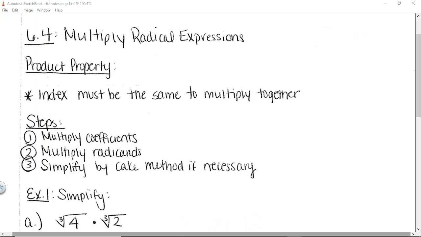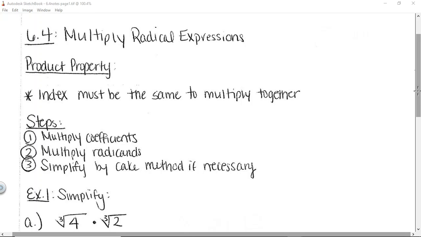Hello, algebra students. Well, today we're looking at multiplying radical expressions. Radical expressions can have variables. We've looked at multiplying radicals, but they were numbers, and they did not have variables. So these that we're going to do today, some of them will have variables. A quick review of the product property for multiplying radicals, and we use this same property when multiplying radical expressions that have variables.